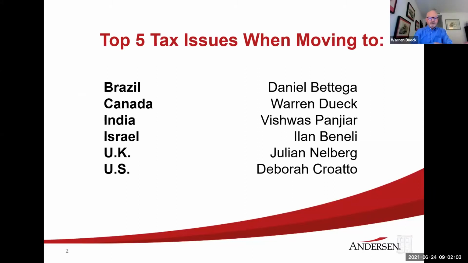So we're going to talk today about top 5 tax issues when moving to various countries. And I looked at the countries here and I said, you know, there is a theme here. I mean, we have some of the largest countries in the world in terms of population. India's number 2 in the world with 1.4 billion. US is number 3. Brazil is number 6.